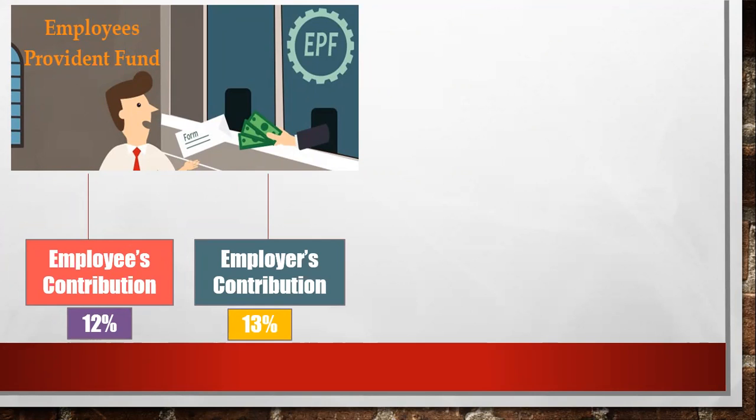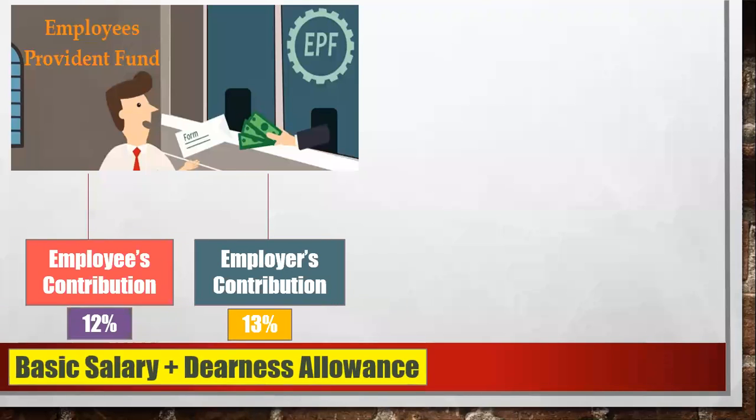As I told you, whatever percentage the employee contributes, the same percentage the employer will also contribute. But in this case, 1% is extra for administration charges. So next, you have to calculate 12% or 13% on your basic amount plus dearness allowance.